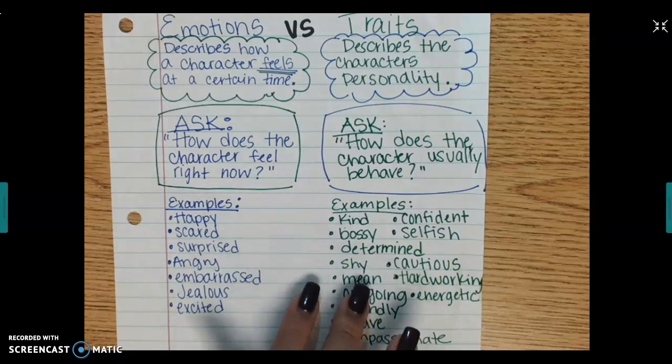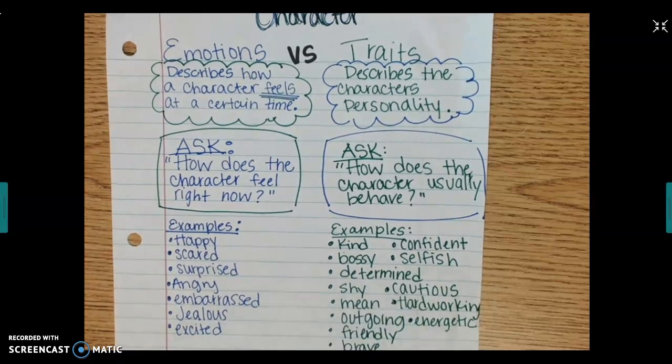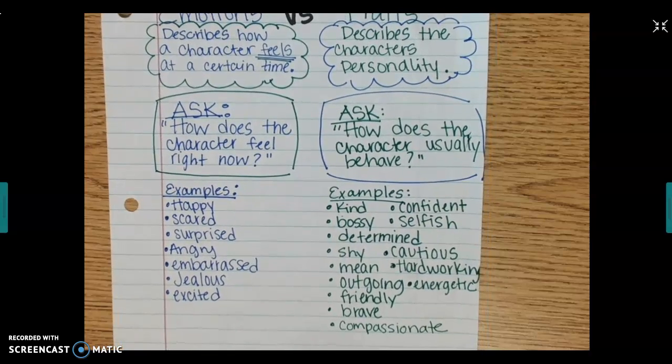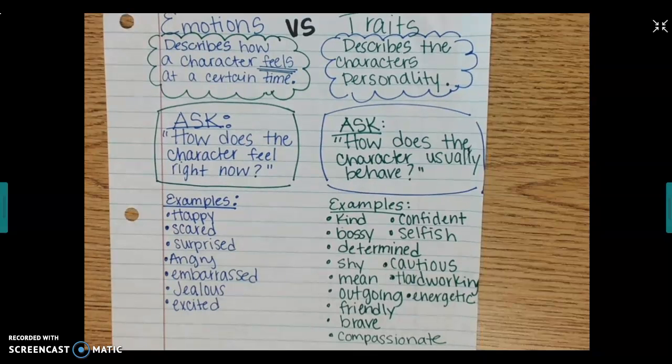Go ahead and pause the video here if you need to finish writing any of these traits, emotions, what they are, the definitions. Pause the video and finish writing.